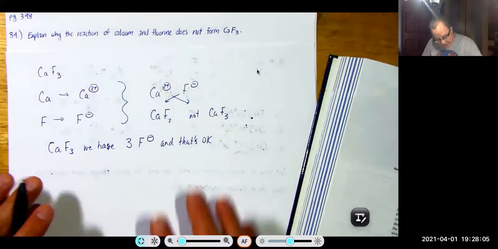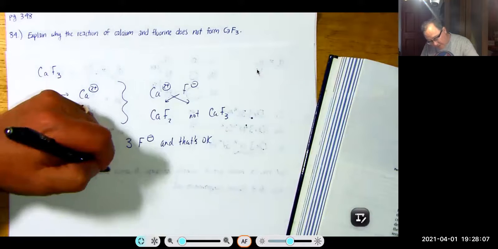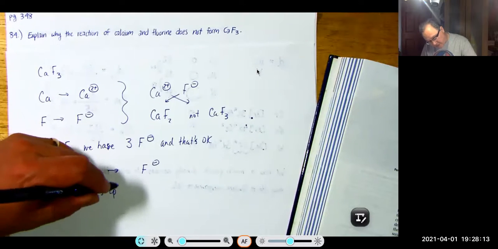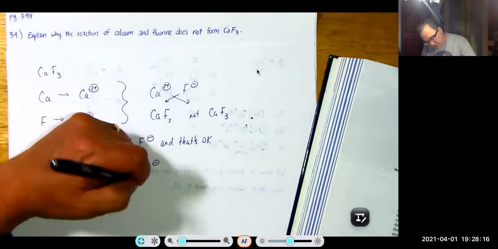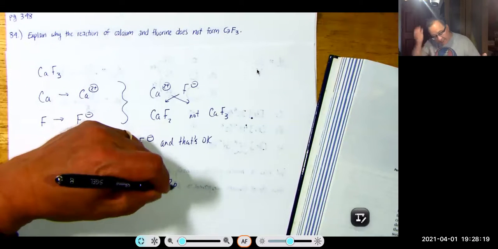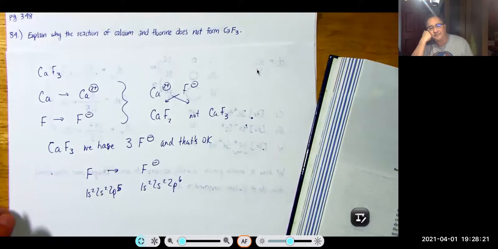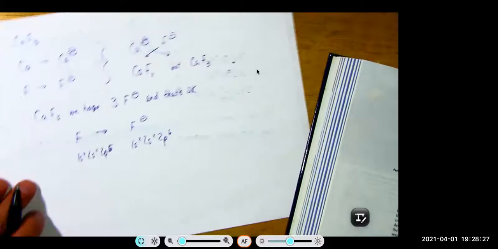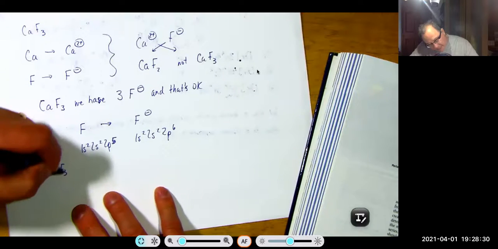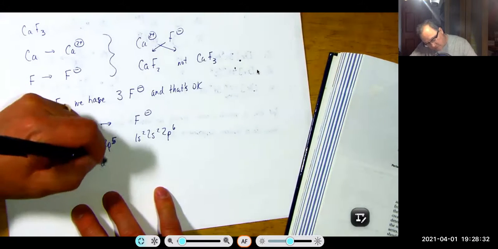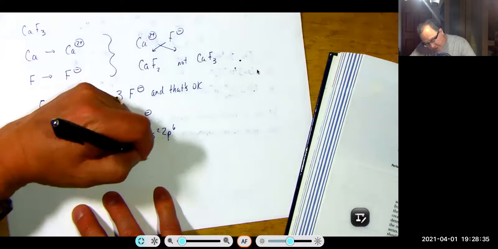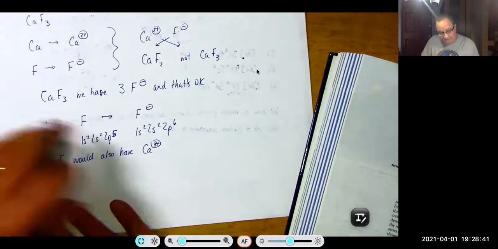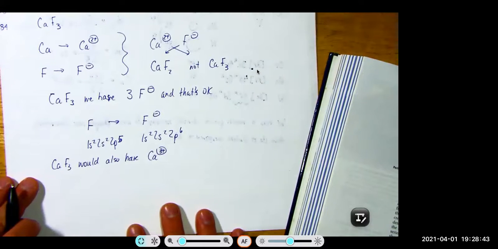And the reason I say that's okay is because you have fluorine becoming F minus, which is a 1s2, 2s2, 2p6. 2p5, I'm sorry, becoming a 1s2, 2s2, 2p6. And that's what fluorine does. Now, CaF3 would then have Ca plus 3, because if each one of these is a -1, what does the charge on calcium have to be? Yeah, it would have to be 3.